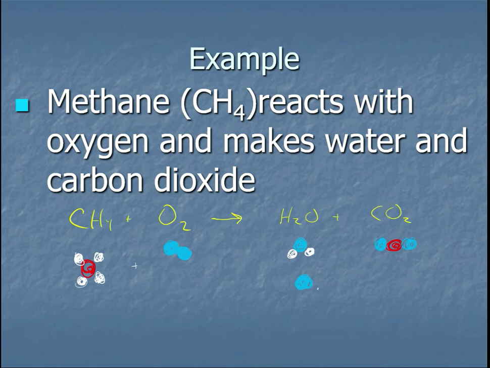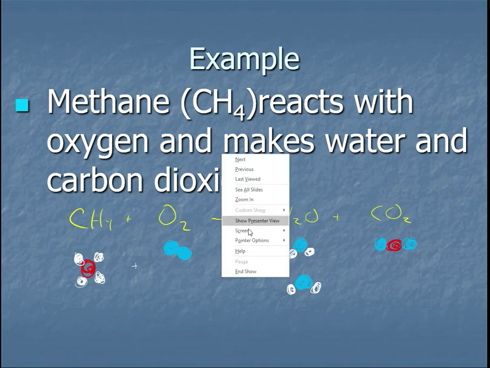And I get my white. Now I have 4 whites and I have 4 whites. I have 1 red and 1 red, 4 whites, but now my blues are messed up. I have 1, 2, 3, 4 blues, but I only have 2 over here. So I need 2 more blues.